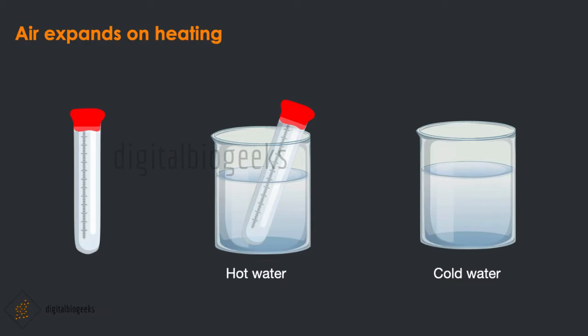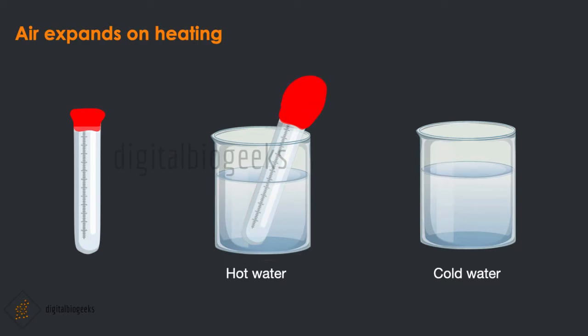Let's do an activity to understand this. Take a boiling tube and stretch a balloon tightly over the neck of the tube and tape it. Take two beakers, one with hot water inside it and the other with cold water. Now place the boiling tube with the balloon inside the beaker with hot water. You can observe that the balloon is getting inflated.